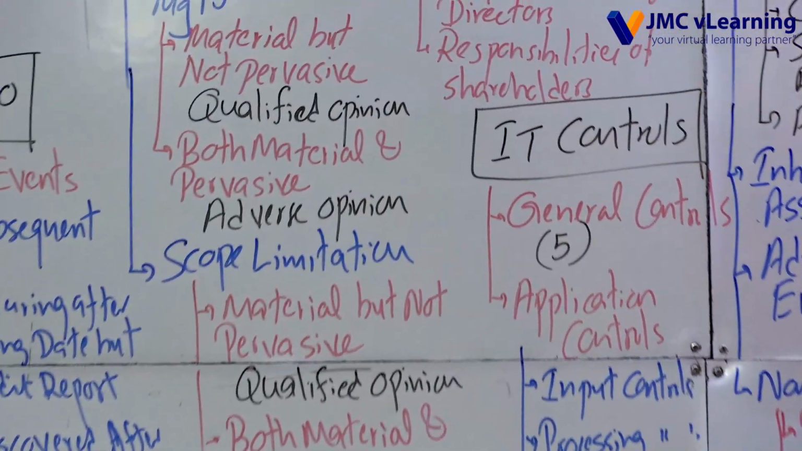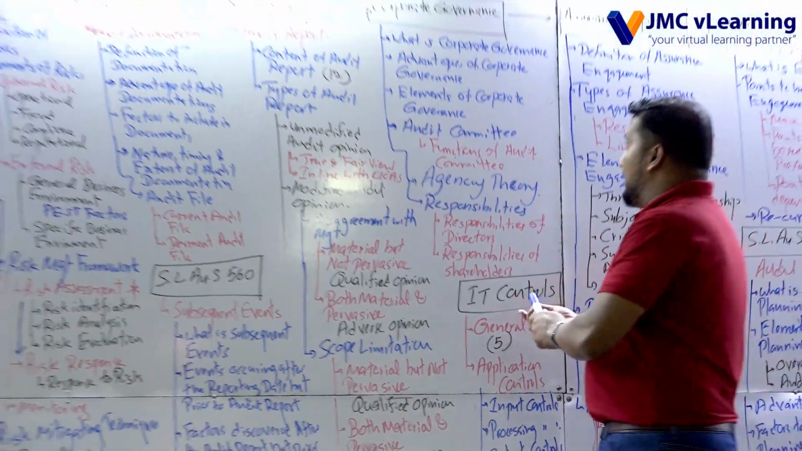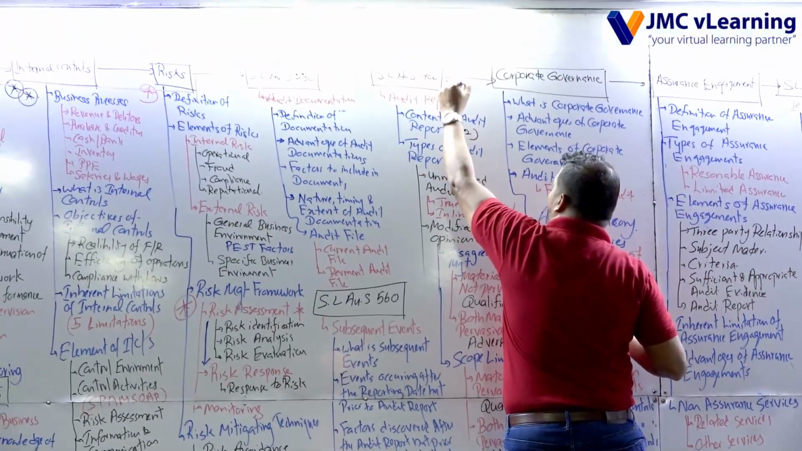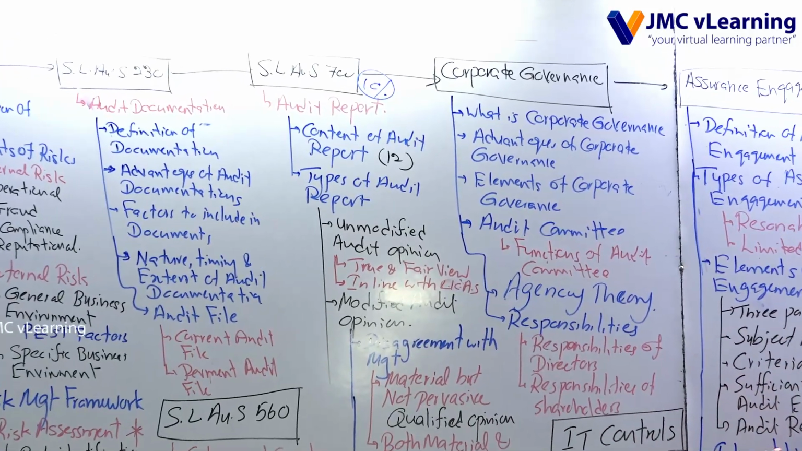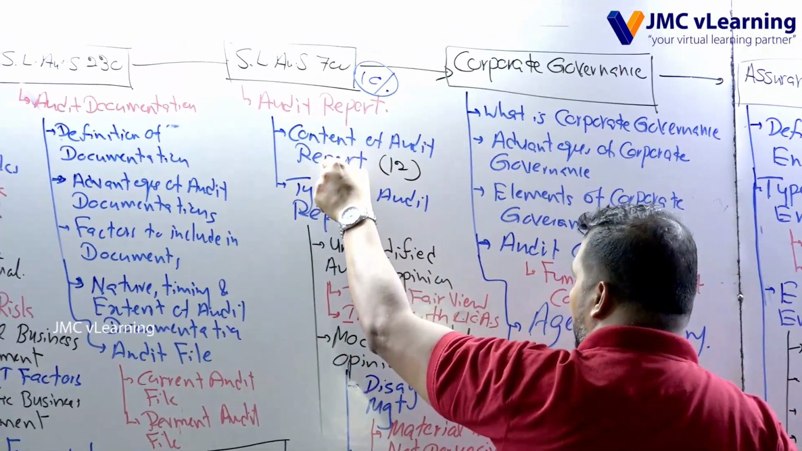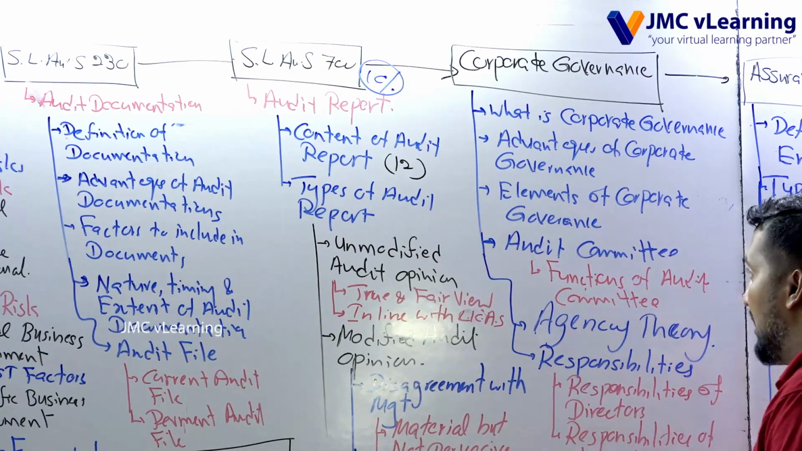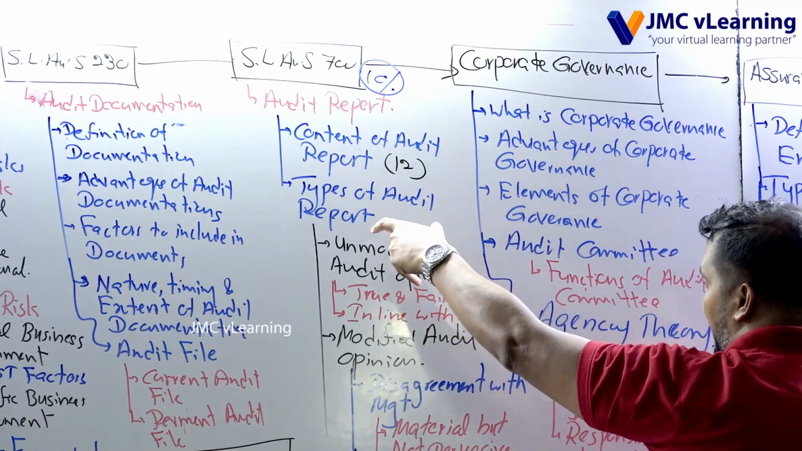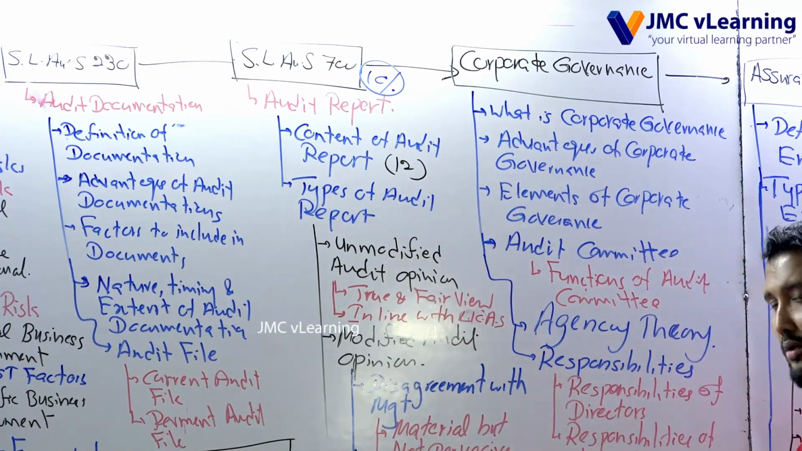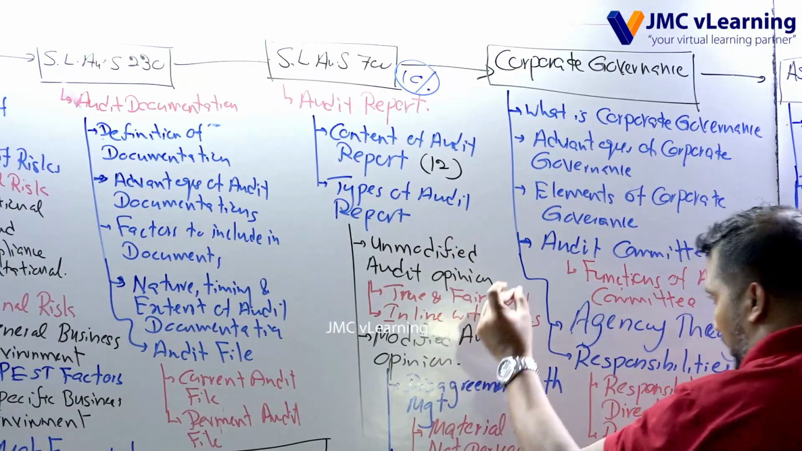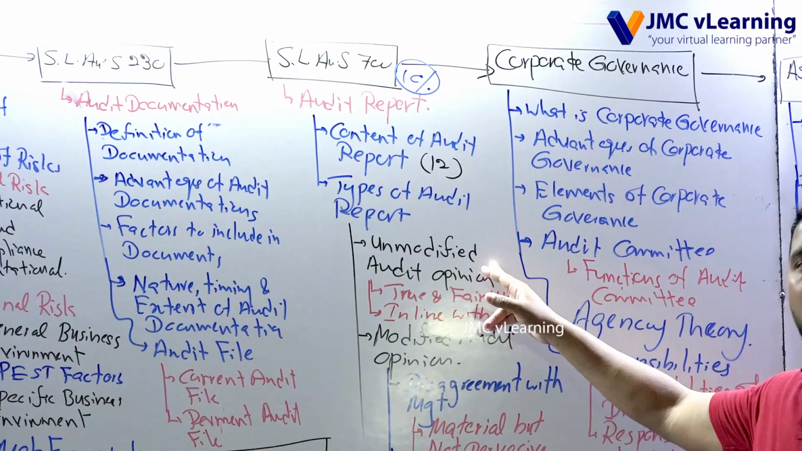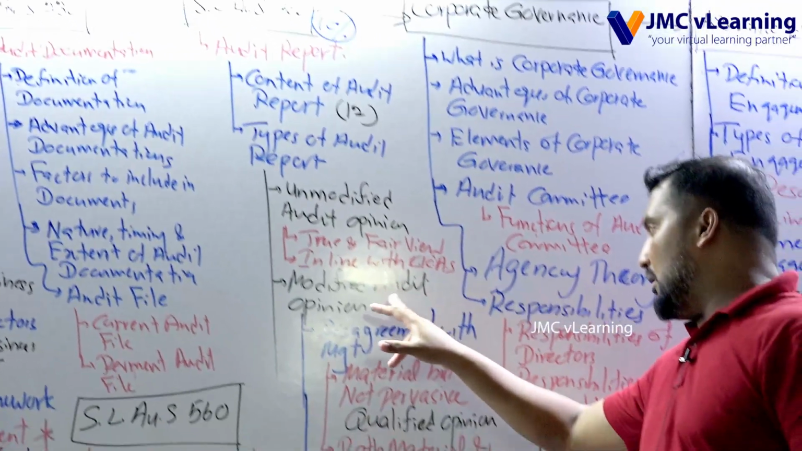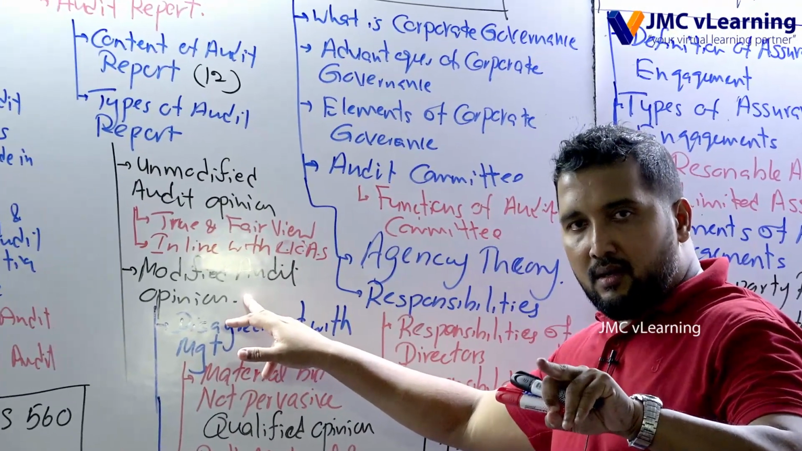Then moving on to SLAS 700, basically 10% of the syllabus comes from this segment. So we discuss the audit report. Basically we discuss the content of the audit report and the types of audit report. When we discuss the types of audit report, we further segregate into 2: unmodified audit opinion and modified audit opinion. If the auditor is issuing an unmodified audit opinion, that means we don't have any issue. But when it comes to the modified opinion, that is the point where we have a concern.